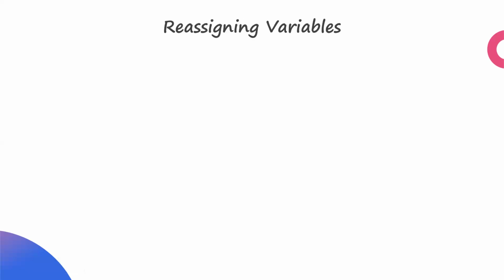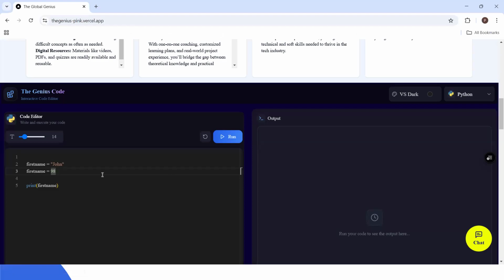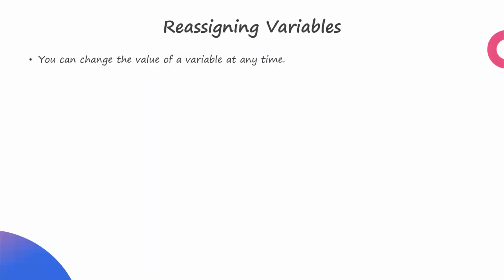Now, reassigning variables. After you have declared a variable and given it a value, you can reassign it with another value. So you can change the value of a variable at any given time. Let me show you again. You can see I assigned John to this first name variable, and later on I am changing it. I am giving it another value. This is what we call reassignment. We can reassign the value of this variable, and it is very, very valid in computer programming.